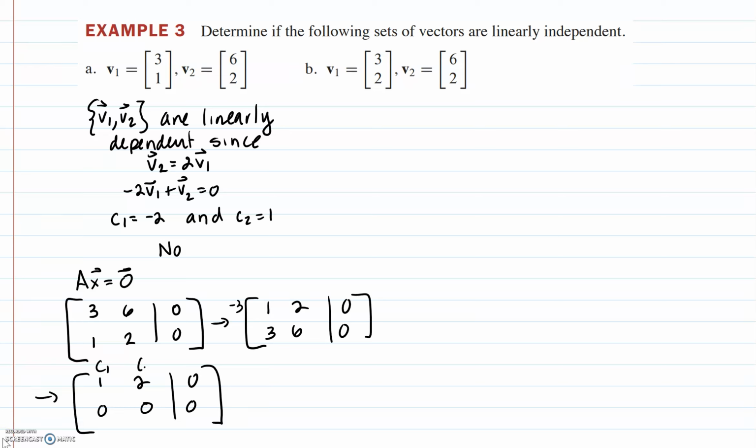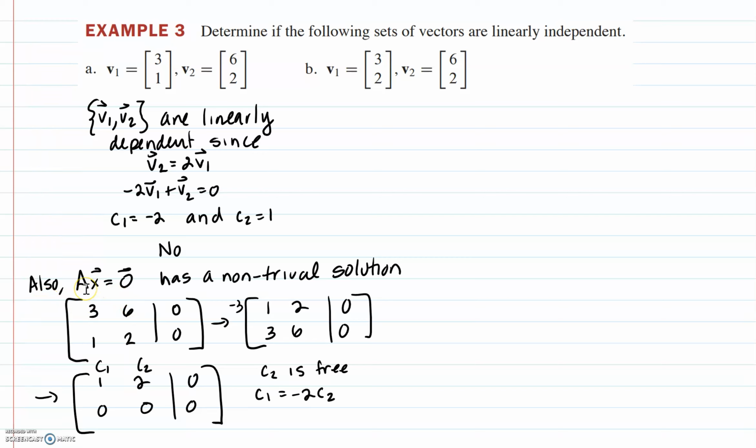So if we call this C1 and C2, you can see that C2 is free. So actually there's many solutions here. And C1 is equal to negative 2C2. And we just chose C2 as 1, but C2 could have been anything, and then just multiply by negative 2 to get the C1. So AX equals 0 also shows that there is a non-trivial solution. So the answer is still no. This set of vectors is dependent, not independent.